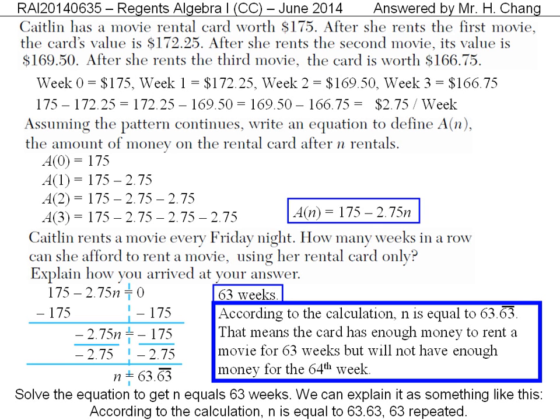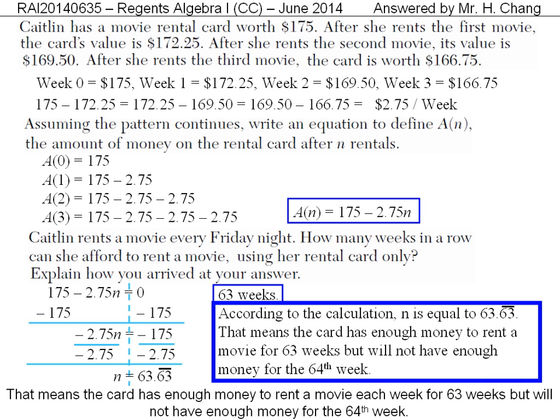According to the calculation, n is equal to 63.63, with 63 repeated. That means the card has enough money to rent a movie each week for 63 weeks, but will not have enough money for the 64th week.